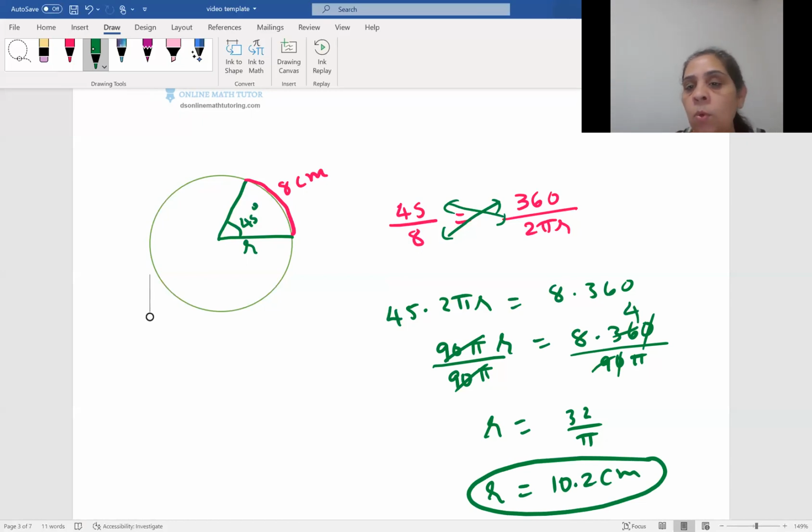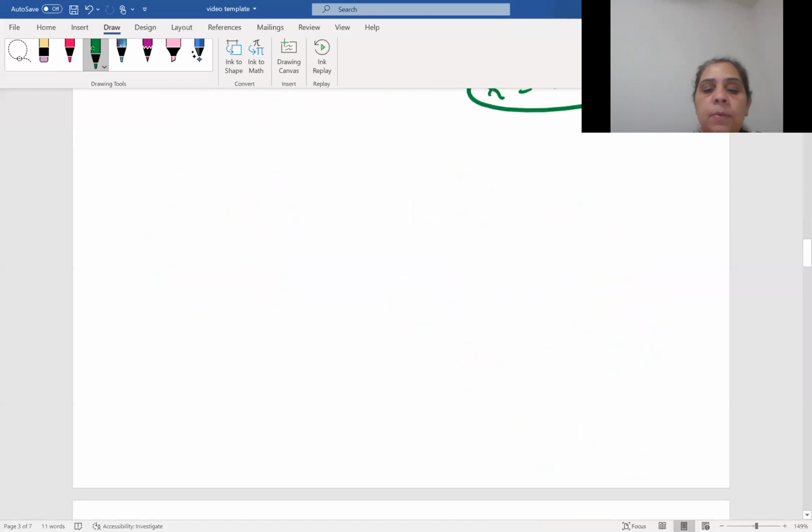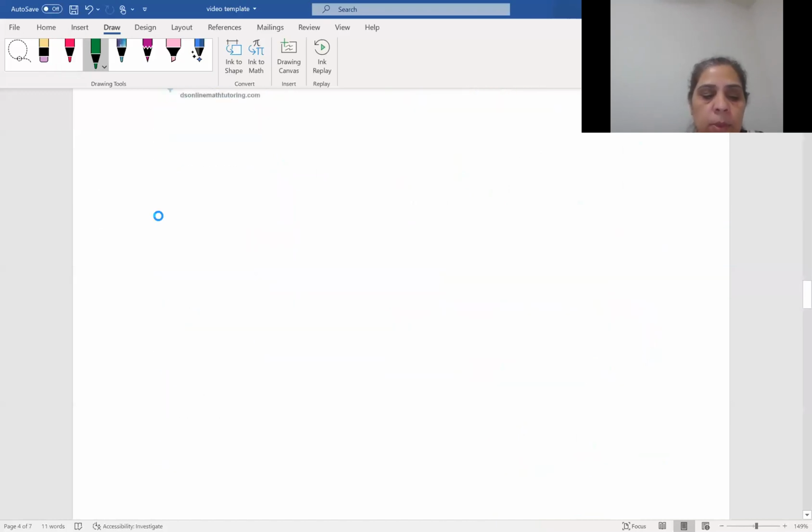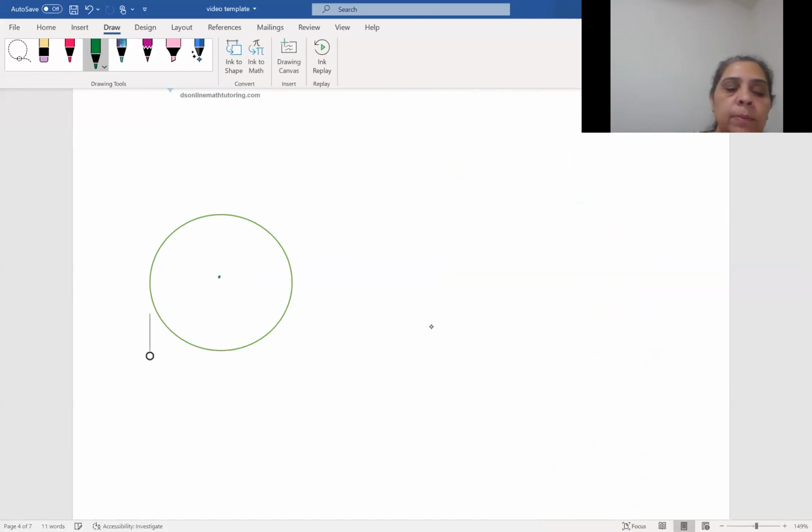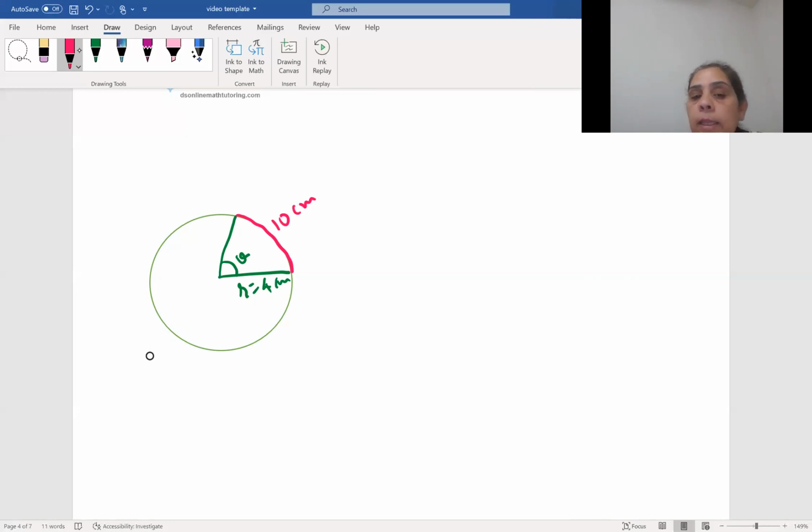Now let's take one more example for arc length. The arc length is given, the radius is given, and we need to find the angle. Let's do that problem. Here we have the center, and we have to find this angle theta, and we have radius, let's say, 4 centimeters, and the arc length is given as, let's say, 10 centimeters.